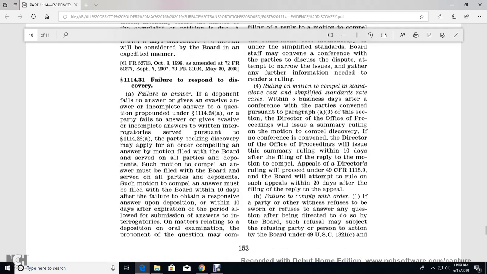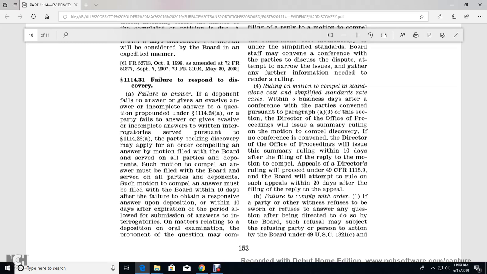11-14-31. Failure to respond to discovery. Failure to answer. If a deponent fails to answer, or gives an evasive or incomplete answer to a question propounded under 11-14-24a, or a party fails to answer, or gives an evasive or incomplete answer to written interrogatories served pursuant to 11-14-26a, the party seeking the discovery may apply in order to compel the answer by a motion filed with the board and served on all of the parties or deponents.